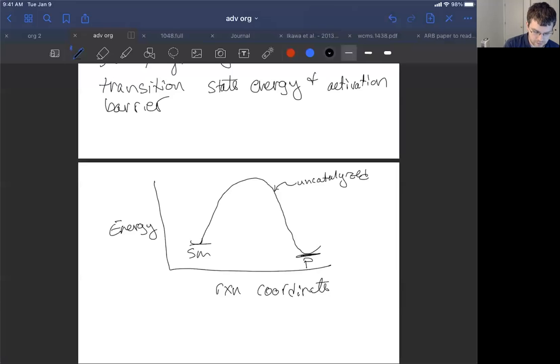And now if I go blue for my catalyzed reaction, the first thing the starting material does is it goes over a smaller hump to form the starting material plus the enzyme. The enzyme stabilizes the transition state for the formation of product, but the product is still coupled with the enzyme. So then we have to overcome a last transition state energy to give rise to our product. So this would be K1, K2, K3, and this would be Kcat.